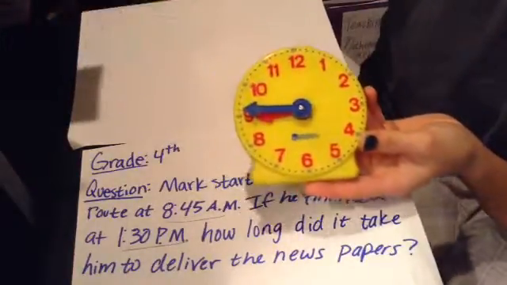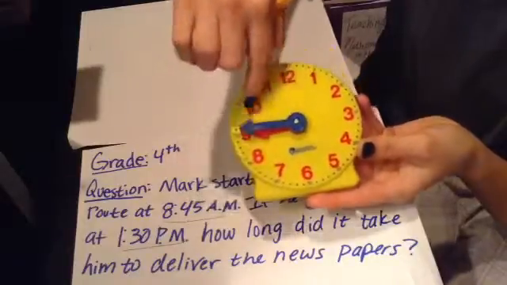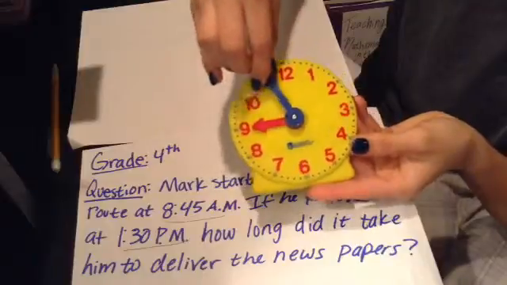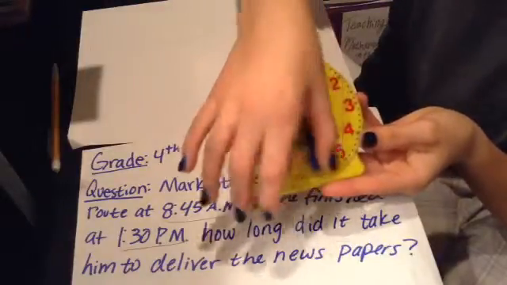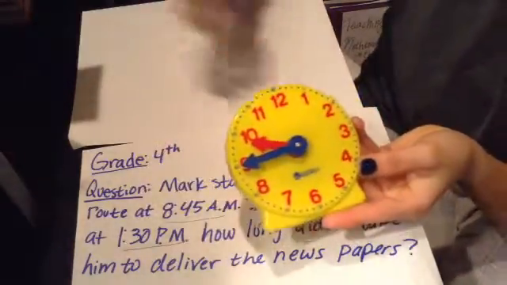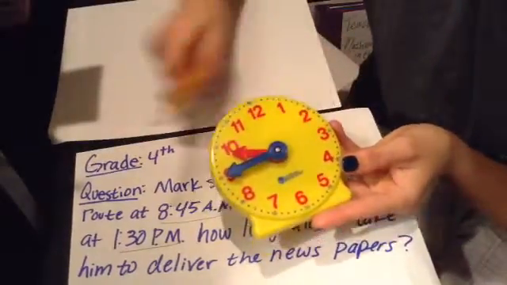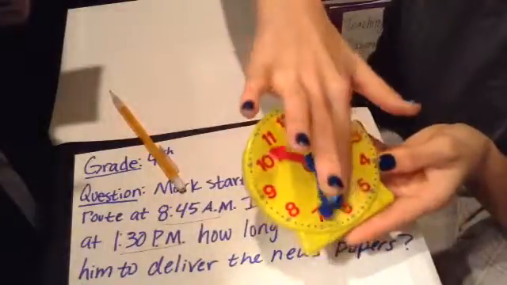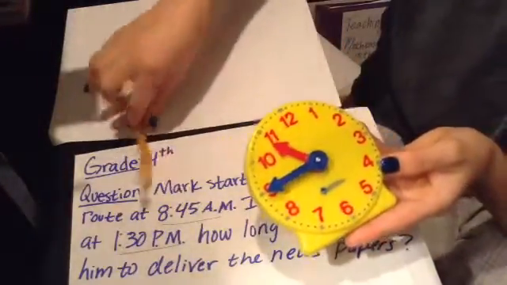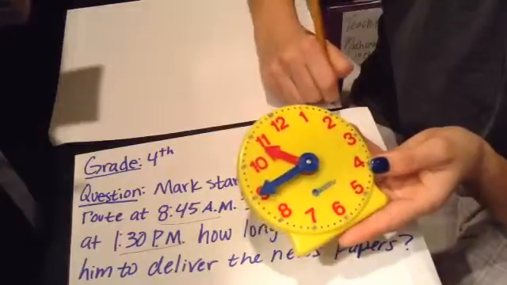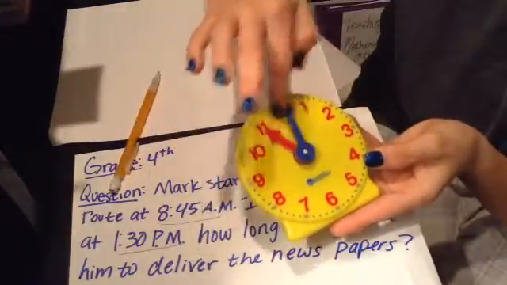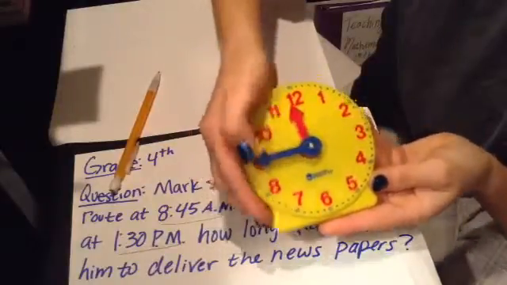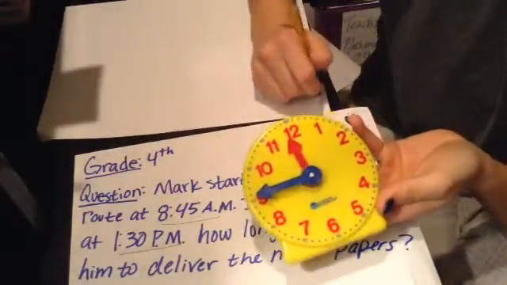So let's begin. I'm going to move the minute hand all the way around until it's an hour. So let's move it. We start at 8:45, and now it's been 1 hour. So I'm going to make a little tally mark. Now it's 9:45. That's 1 more hour, so that's 10:45. Now it's 11:45, and that was 3 hours.